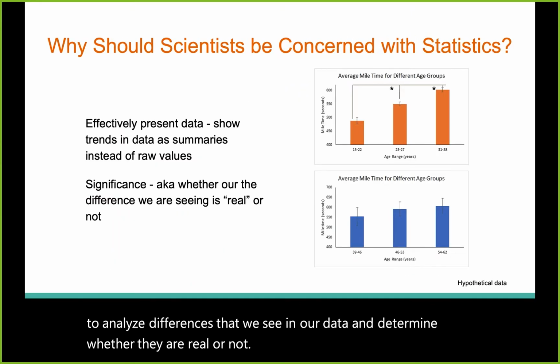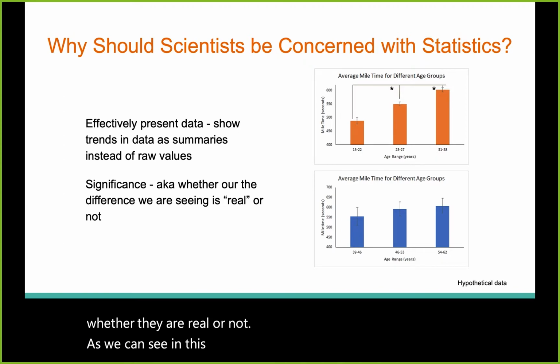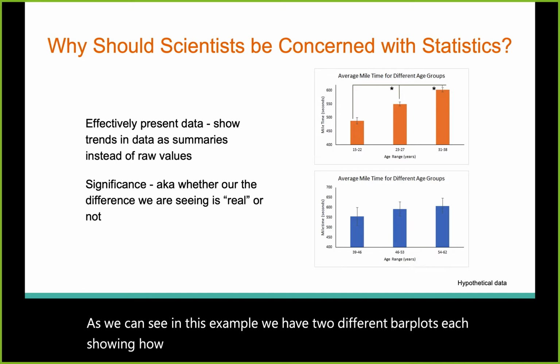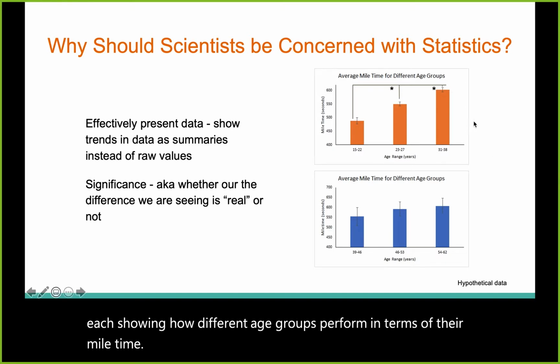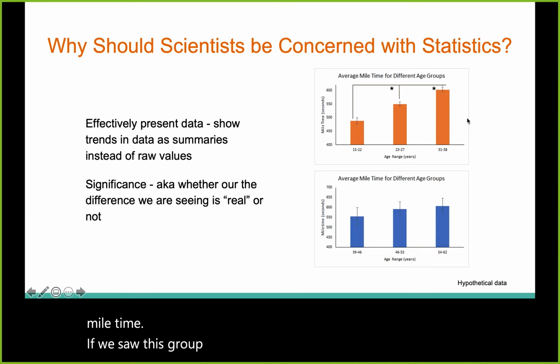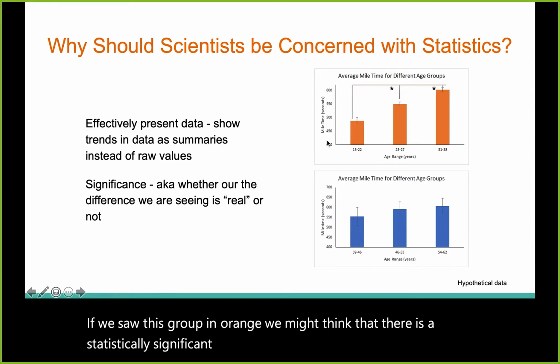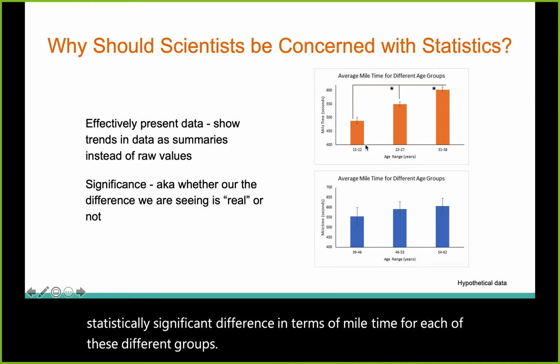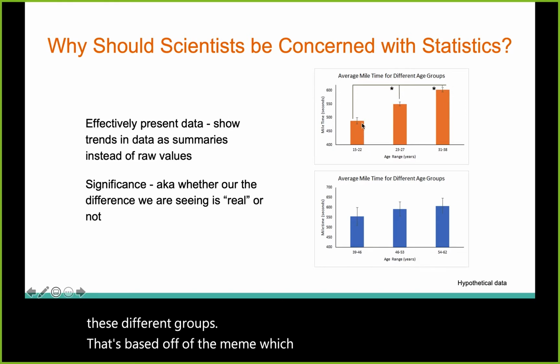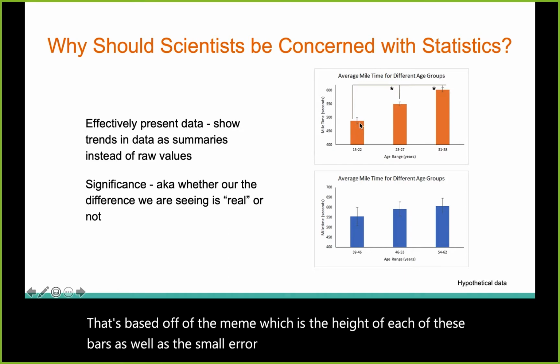As we can see in this example, we have two different bar plots, each showing how different age groups perform in terms of their mile time. If we saw this group in orange, we might think that there is a statistically significant difference in terms of mile time for each of these different groups. That's based off of the mean, which is the height of each of these bars, as well as the small error bars, which indicate a small standard deviation within that group.